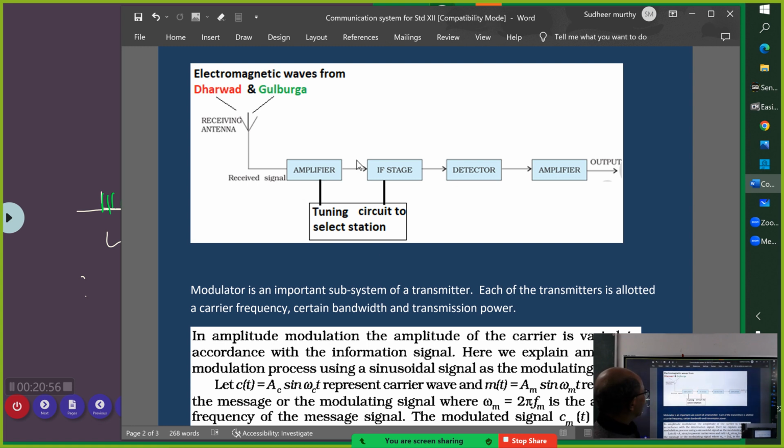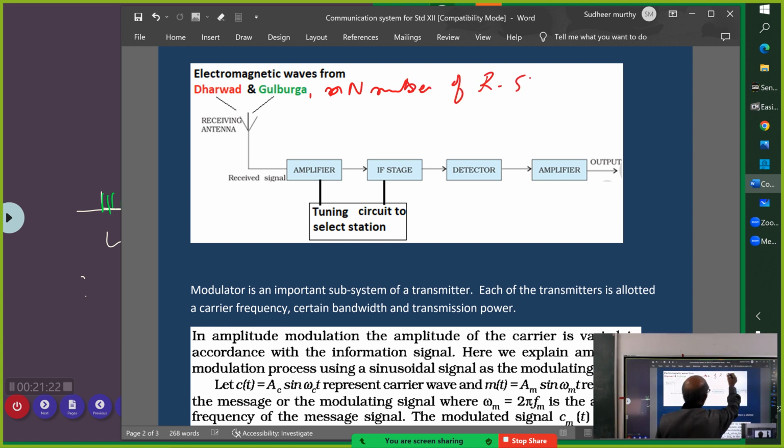Now see, I have got a receiver. Can you see this diagram here? This is a receiver, and I have got an antenna. I have taken the example of Dharwad and Gulbarga, two radio stations whose signals are coming. But there can be many more radio stations, N number of radio stations. All of them are coming to this, so the antenna will receive all the signals.